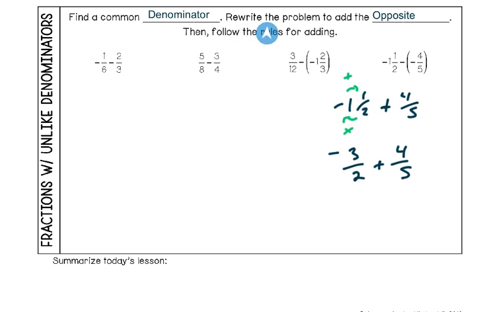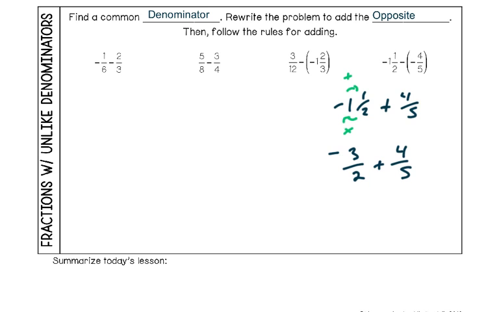So we've kind of jumped ahead to the rewriting the problem to add the opposite section, but let's look at this first one that says find a common denominator. So now they're written as improper fractions. I need to find a common denominator between 2 and 5. Go ahead and think to yourself, solve the rest of the problem, pause the video, do what you need to do. Whenever you're ready to check it, press play, but you can do this part by yourself.